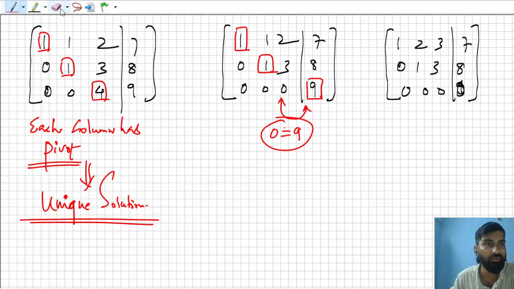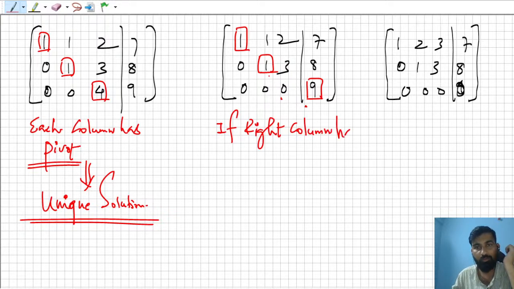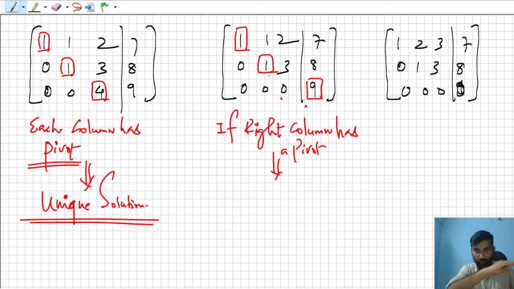Remember, I am giving you one hint. Suppose here each column does not have a pivot. Number of pivots are 2 here, so rank of the matrix A is 2. In the augmented matrix, you see here, the right column has a pivot. If the right column has a pivot, then what will happen? See, this row is completely 0 in matrix A. But the rightmost column has a pivot. So what will you say? Inconsistent.